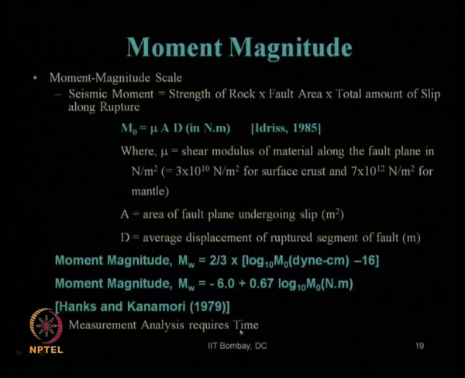This measurement analysis requires time. You cannot quickly measure the moment magnitude soon after an earthquake. It requires time to estimate. Why does it require time? Because after an earthquake, you need to find out how much area of the fault plane underwent the slip and how much is the average displacement of that ruptured fault. That estimation requires time and you have to wait for all the aftershocks, etcetera. So, after accumulating everything, you can find out these parameters, and once you have them, you can estimate M naught and then use that M naught to compute Mw. So, it requires time. It is not as quick as Richter scale magnitude estimation.